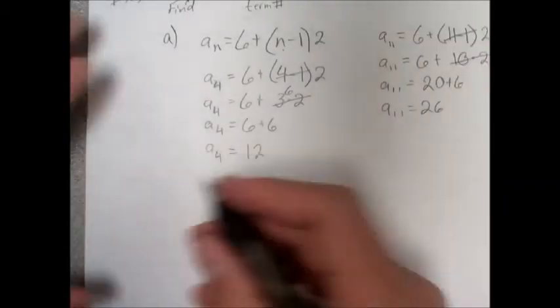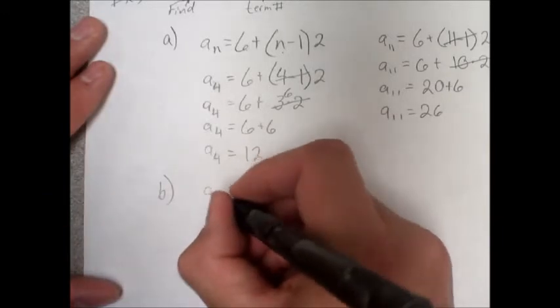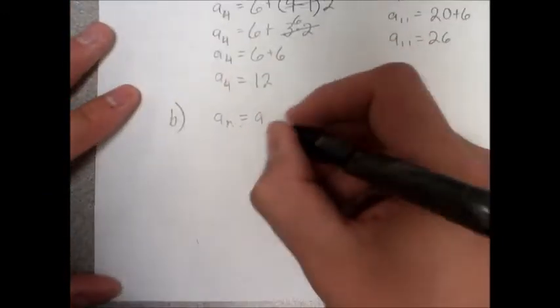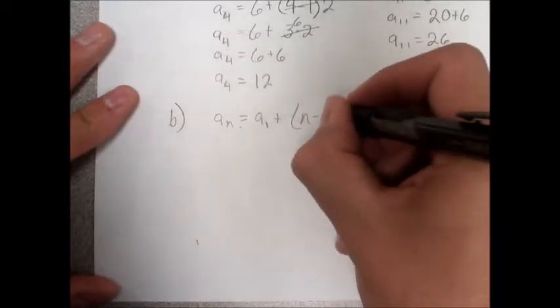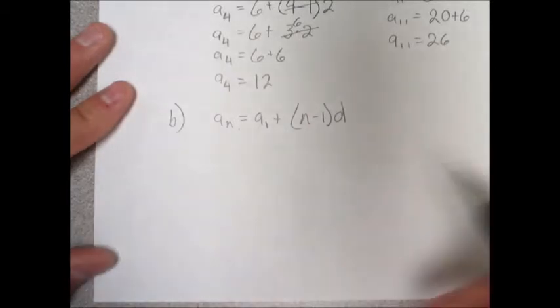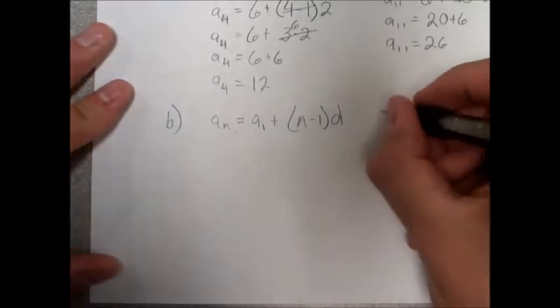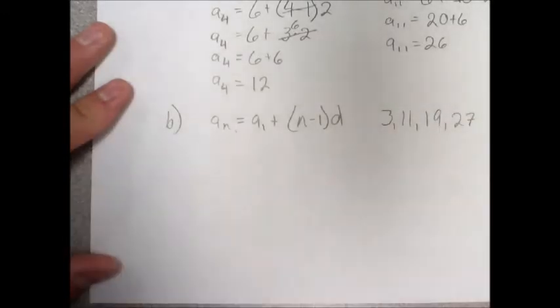All right. So this starts to build on it. So remember our recursive formula, a sub n equals a sub 1 plus the number in the term minus 1 times d. Okay? So they give us a sequence. They say 3, 11, 19, 27. Is there a common difference?